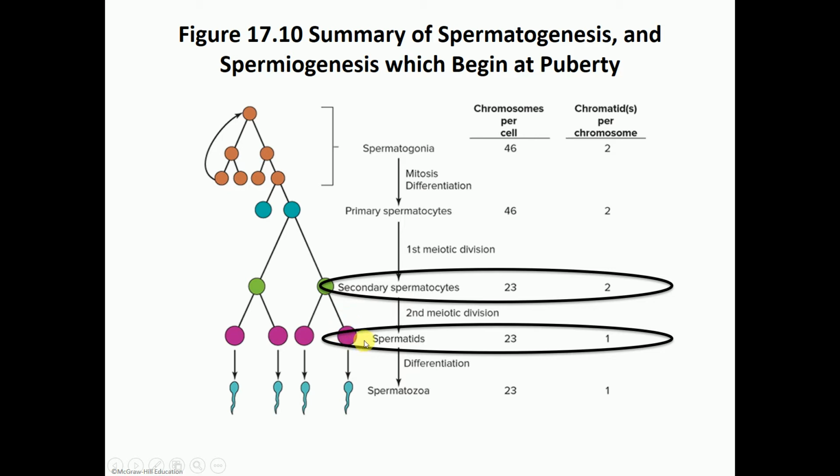The primary spermatocyte goes through the first meiotic division to become a secondary spermatocyte with 23 chromosomes, still 2 chromatids each. In order to split these 2 chromatids, the cell would have to go through a second meiotic division to make spermatids. Spermatids now are haploid, so they have 23 chromosomes with 1 chromatid each, but they are immature sperms, so they would have to mature, a process we call spermiogenesis, in order to differentiate into a mature spermatozoa. And again, your spermatozoa has 23 chromosomes with 1 chromatid each.